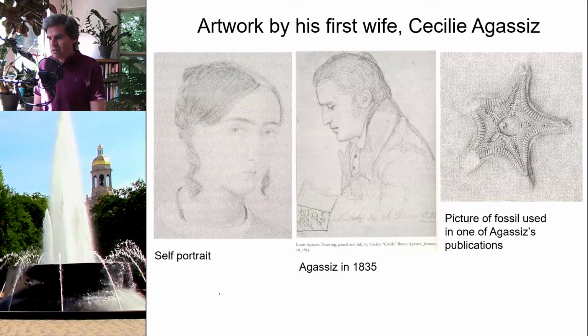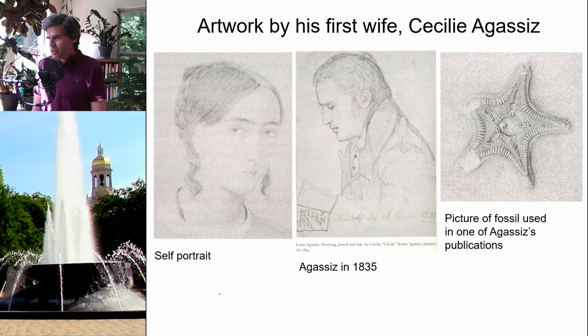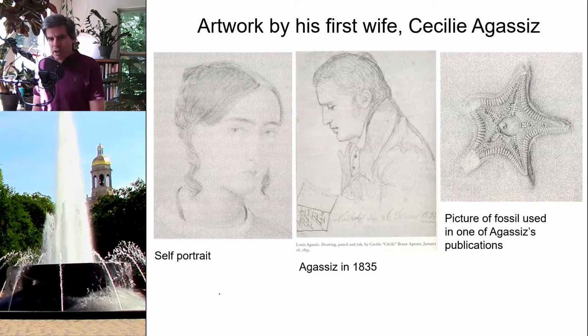And actually, it turns out that Agassiz had one advantage: his first wife was Cecily, and she was a good artist, and she helped him out by doing a lot of the drawing. And on this page, you see a self-portrait that Cecily drew of herself, and the second picture is one that she drew of her husband, Agassiz. And then the third picture is an illustration she drew of a fossil that was used in one of Agassiz's publications. So to be a scientist at this point in history, you also had to be an artist or had to have connections to an artist, because art was a good part of what you had to do.